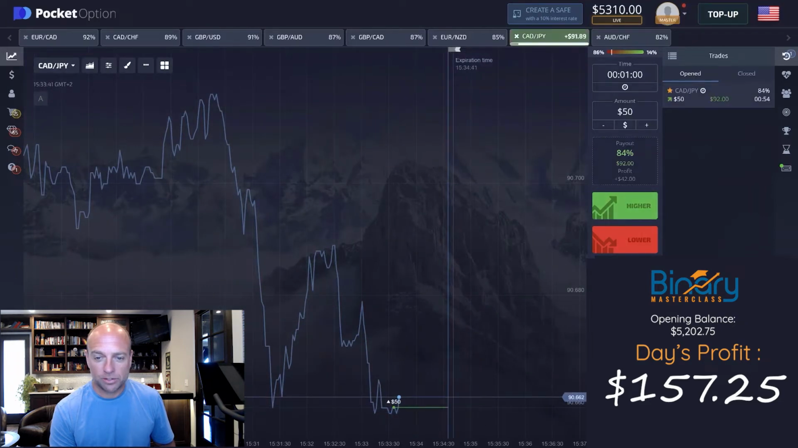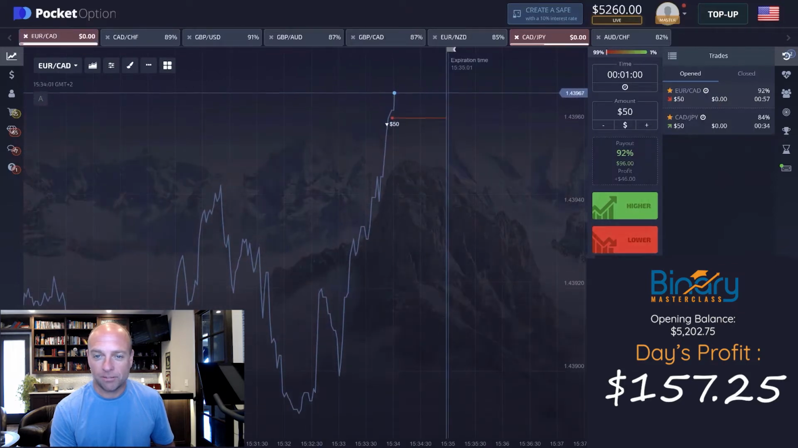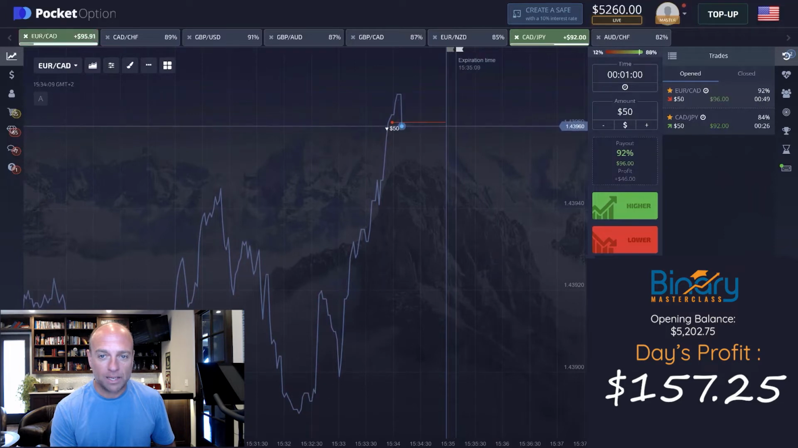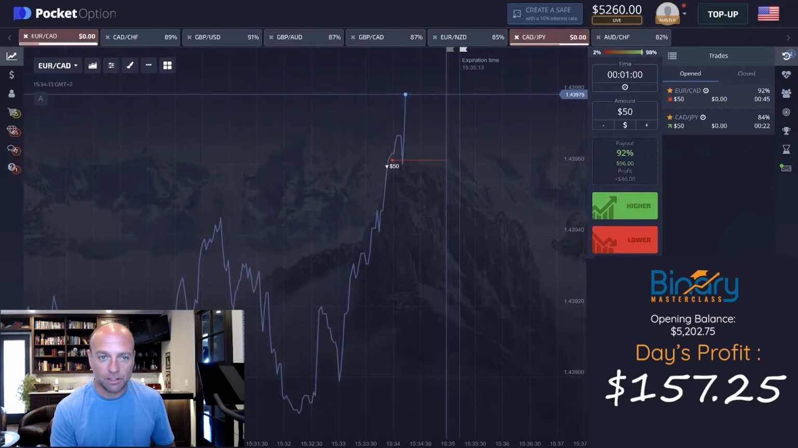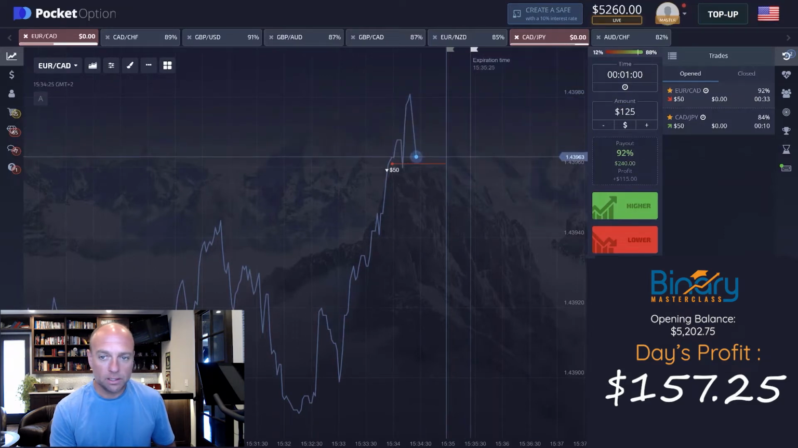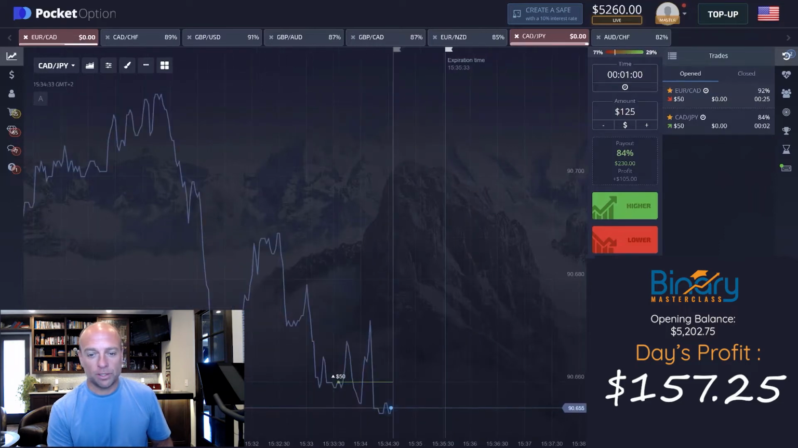CAD yen, that's always an interesting pair to trade. The yen pairs tend to make big movements and can oftentimes take you for a ride. We also like Euro CAD. We're trading CAD inversely here, meaning these two currencies should be kind of doing the opposite of one another. Neither of them are in the money at this point.